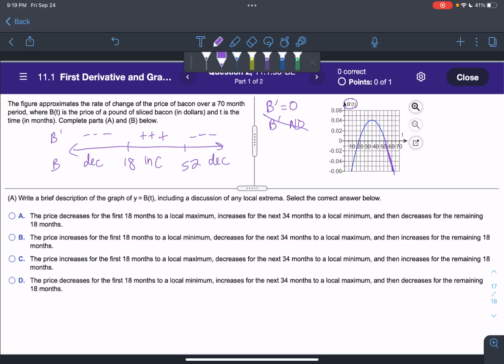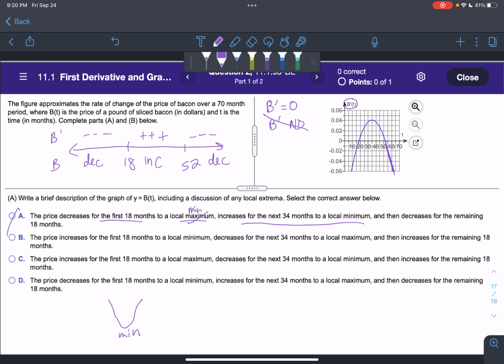So let's try to interpret what this means. So the price decreases for the first 18 months to a local maximum. That sounds about right. And then it increases for the next 34 months to a local minimum. Oh, wait, hold on. Is it a local maximum? So if we go from decreasing to increasing, it's going to be a minimum. I almost didn't catch that. So that's why A is not it. If this was minimum, then that would be the right answer.